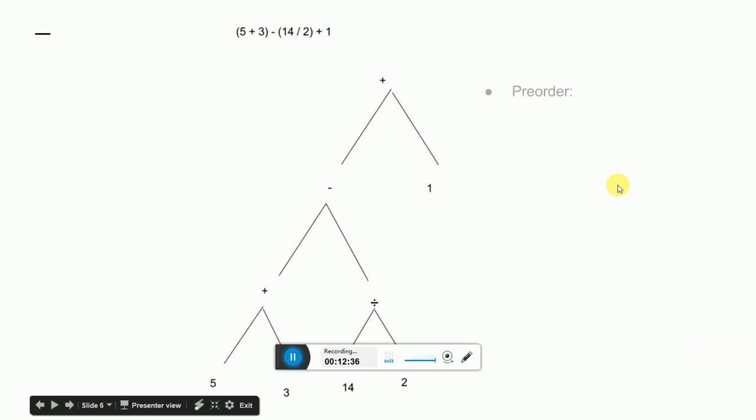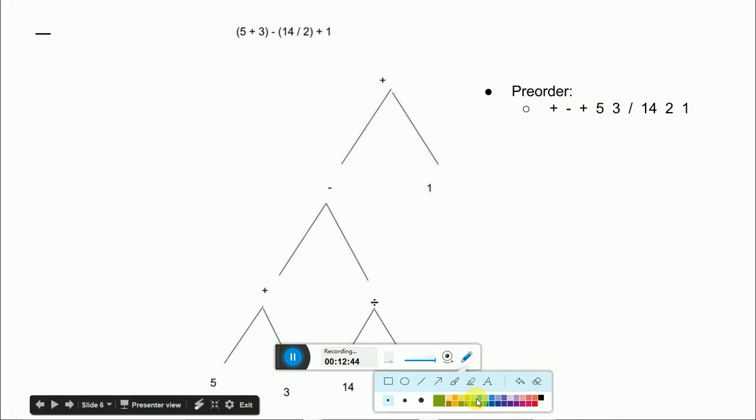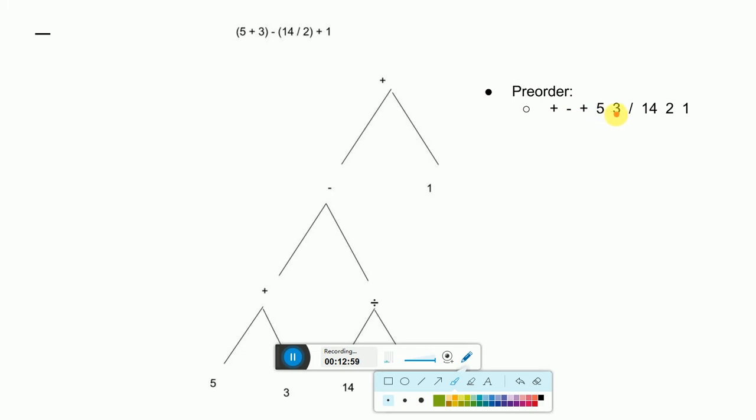All right, so we're back. Again, pre-order notation, we have plus, minus, plus 5, 3, divide 14, 2, 1. And again, the way that we approach something like this pre-order is that we would actually look at where we have two numbers that are preceded by an operator. So the very first thing that we would do is we would add 5 and 3.